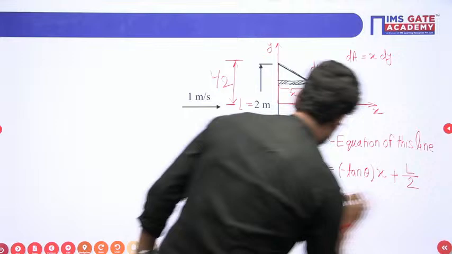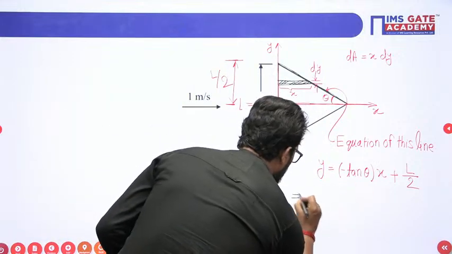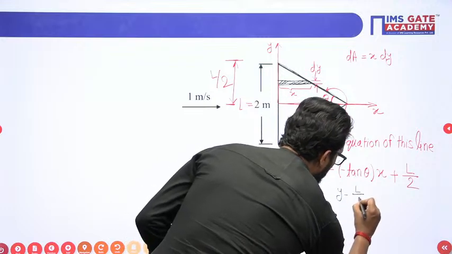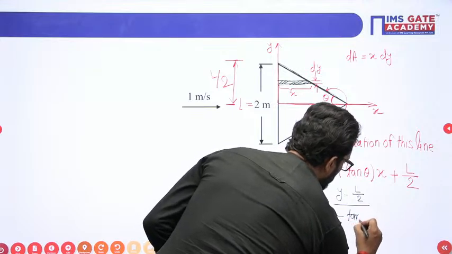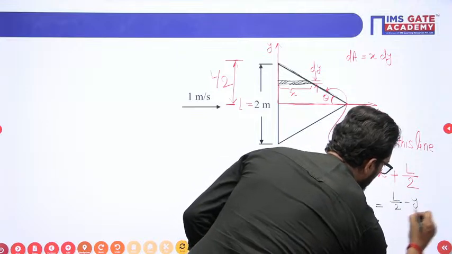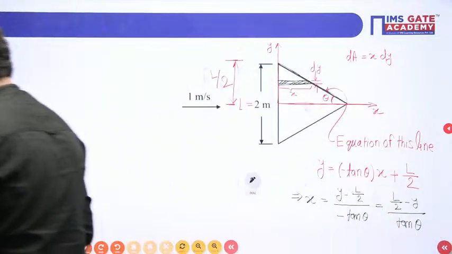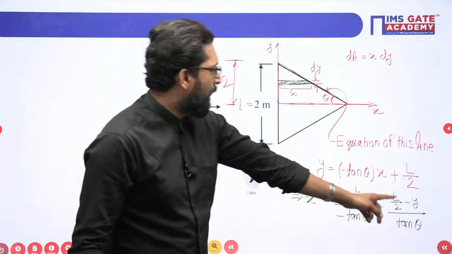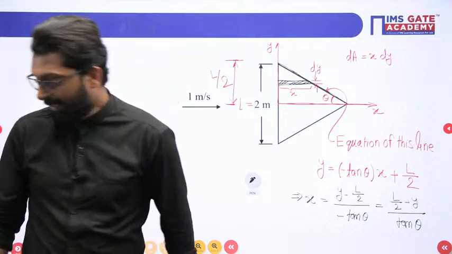Clear? So from here, what is the x value? x = (y minus L by 2) divided by minus tan theta, that means x = L by 2 minus y by tan theta. This is the x variation, and this x will change. Why? Because the y value will change.